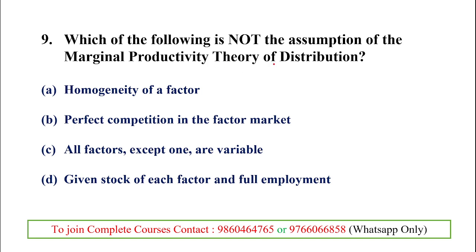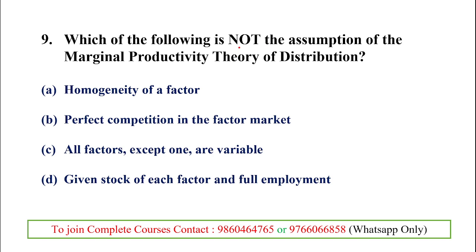Okay, the next question is related to the assumption that is not included in the marginal productivity theory of distribution. There are some assumptions given in the options, and from these options we want to find the one that is not an assumption. In a particular question, if you do not notice the word "not", that will make the answer wrong. So essentially you need to understand the correct meaning of the question, and after that answer it.